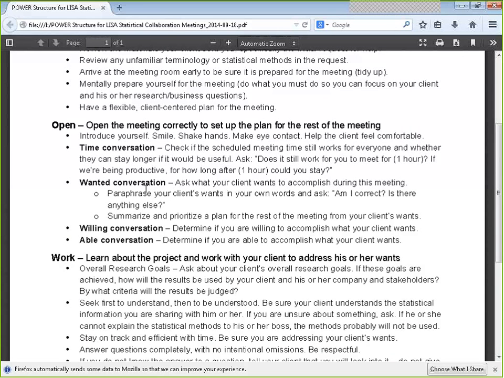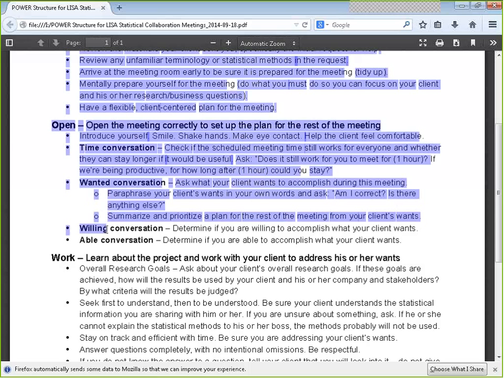And then you can prioritize, well, how about if we do these 2 things, and then if we have time, we'll do this one, and then we'll do this one, and we're not going to have time for this one. Maybe we can schedule a second meeting to address that issue. So that's what we call the wanted conversation.